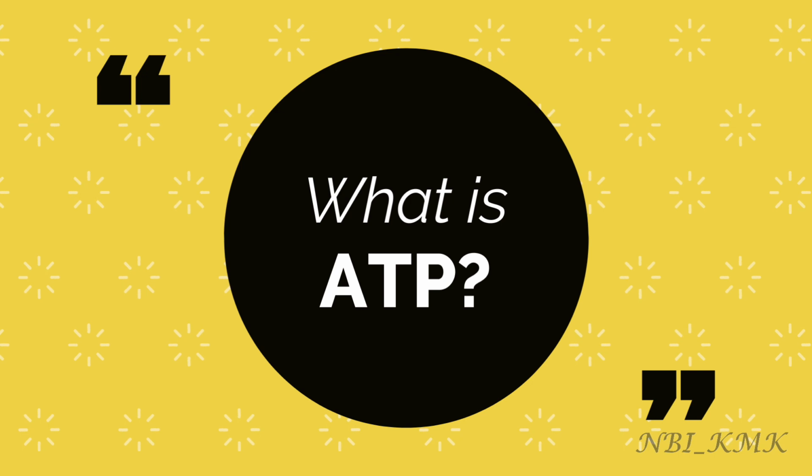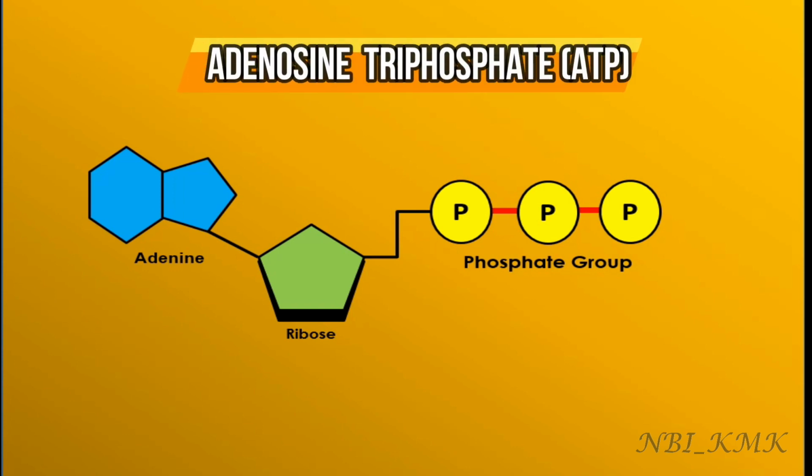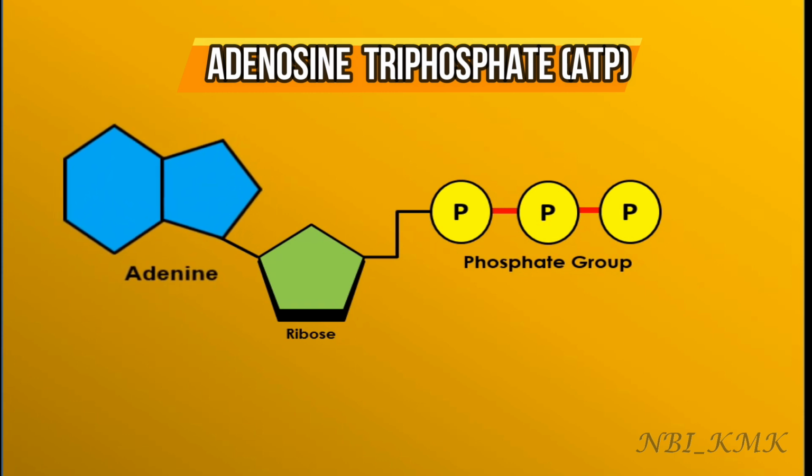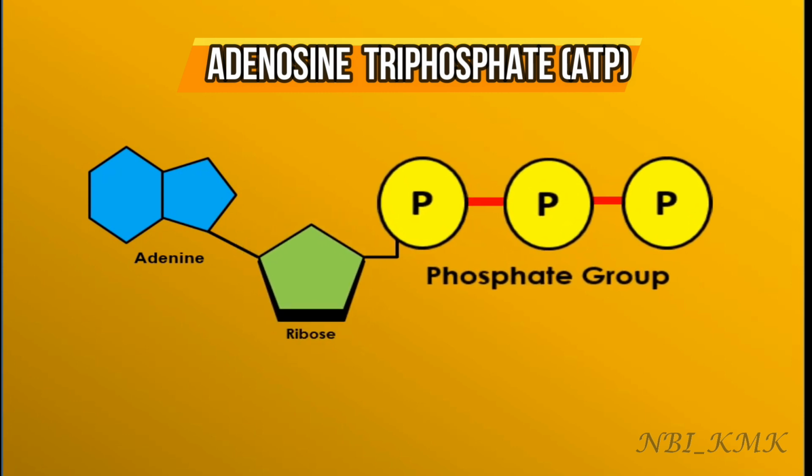ATP is the molecule that supplies energy for metabolic processes within your cells. ATP consists of a nitrogenous base called adenine, bound to the ribose sugar and 3 phosphate groups.